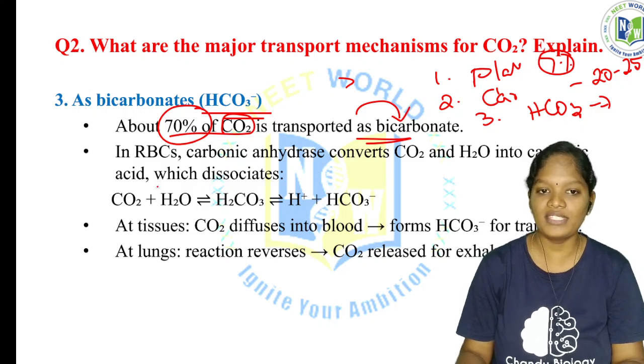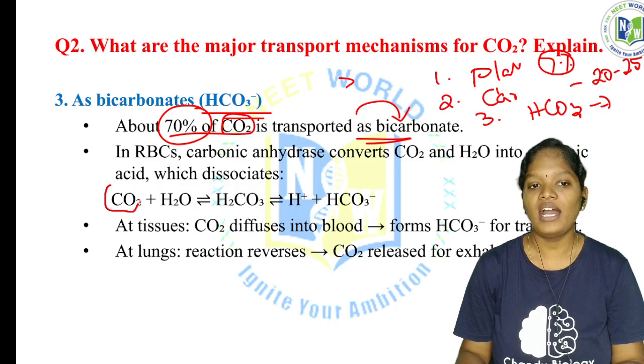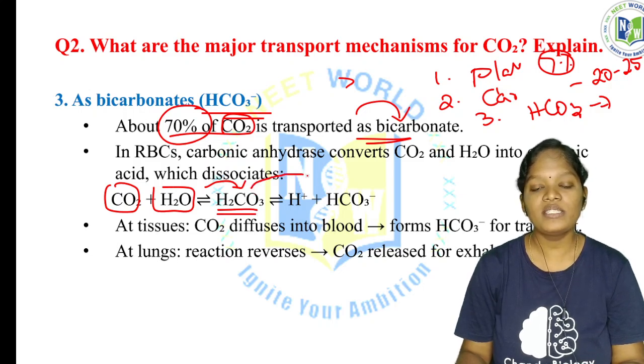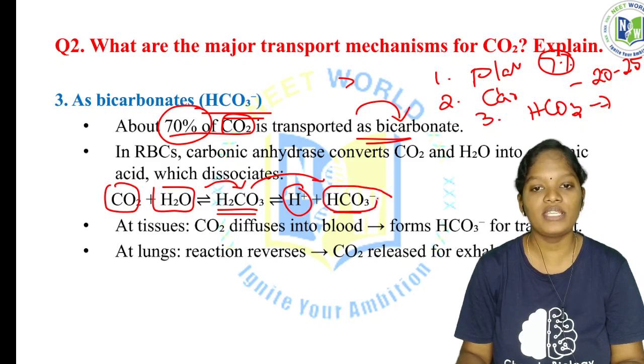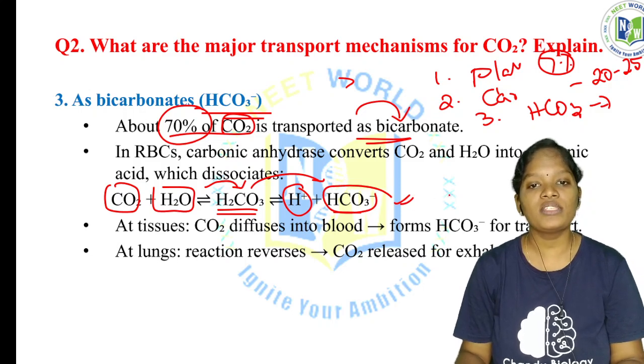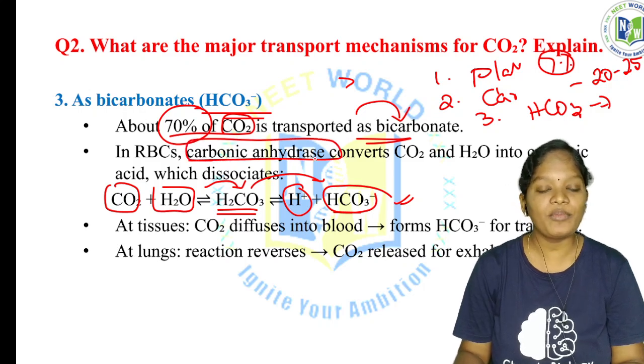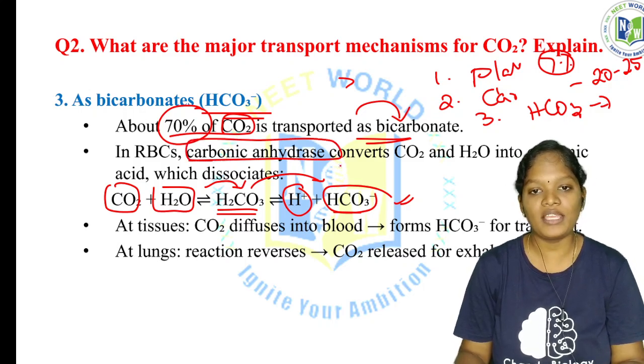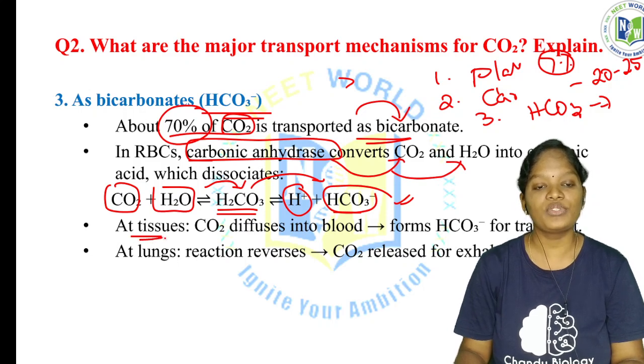We have discussed that whenever carbon dioxide mixes with water, it produces carbonic acid. Now this carbonic acid splits into H plus and HCO3 minus. HCO3 minus is nothing but a bicarbonate. How is this reaction possible? Because of the presence of the carbonic anhydrase enzyme, which converts carbon dioxide and water into carbonic acid.